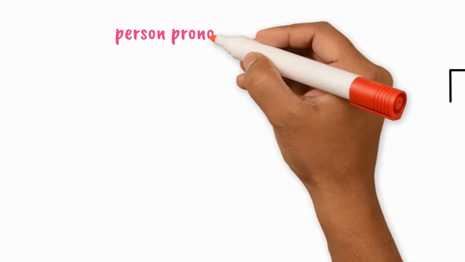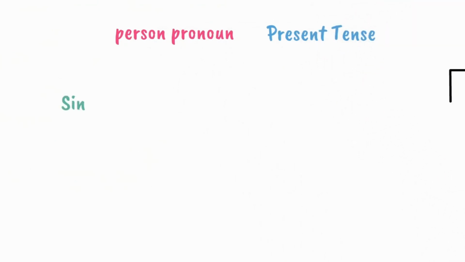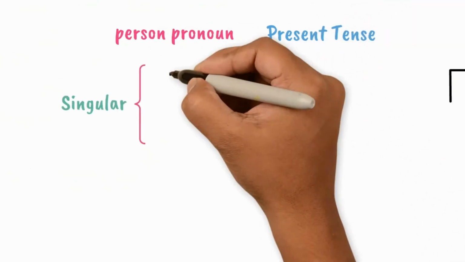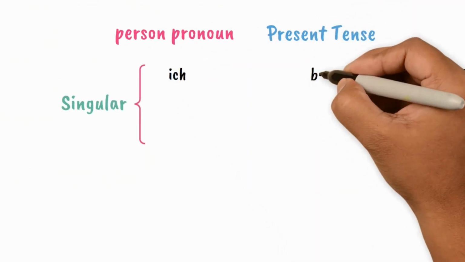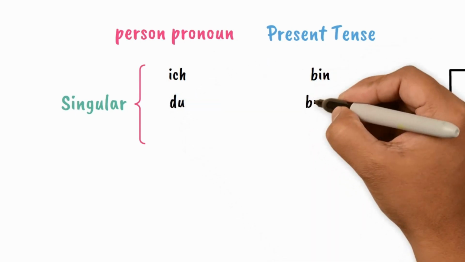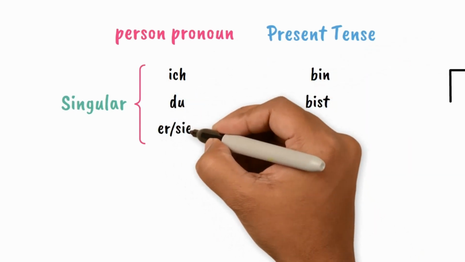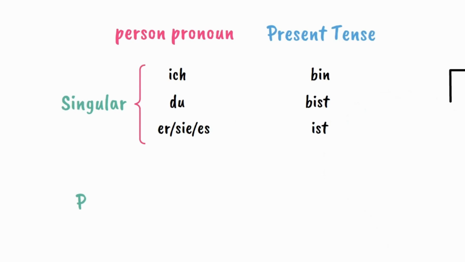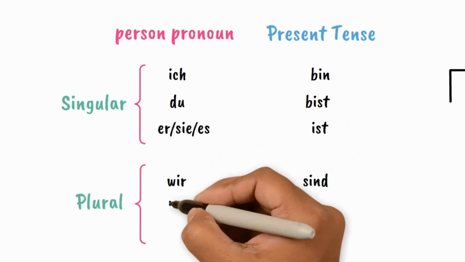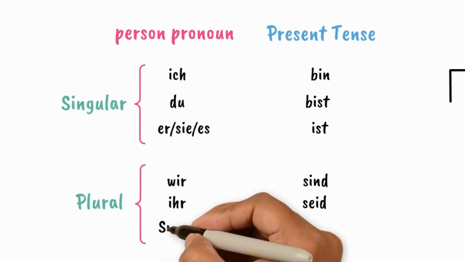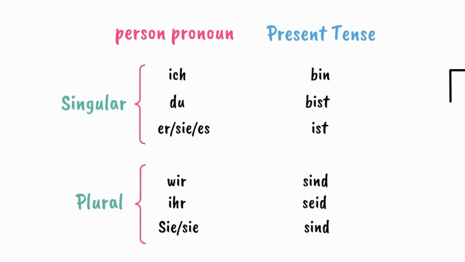Start with the personal pronouns in the present tense. Singular case: ich bin, du bist, er/sie/es ist. And in the plural: wir sind, ihr seid, sie sind.